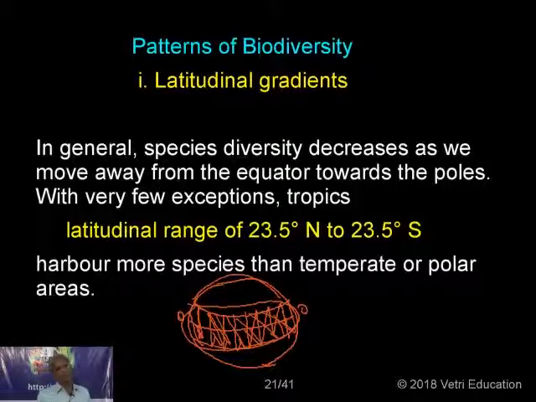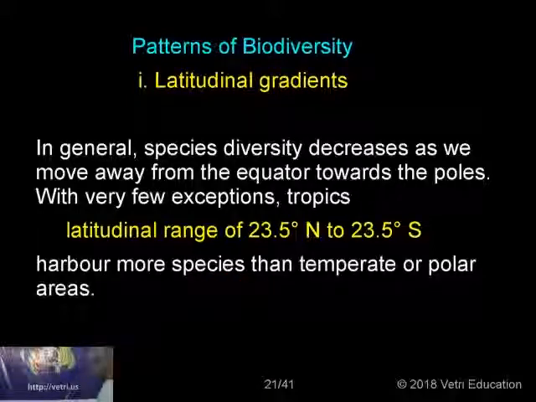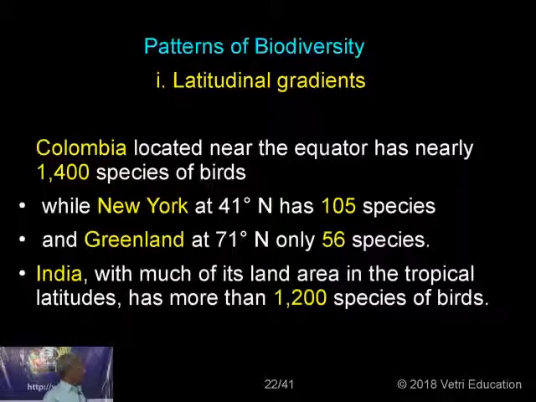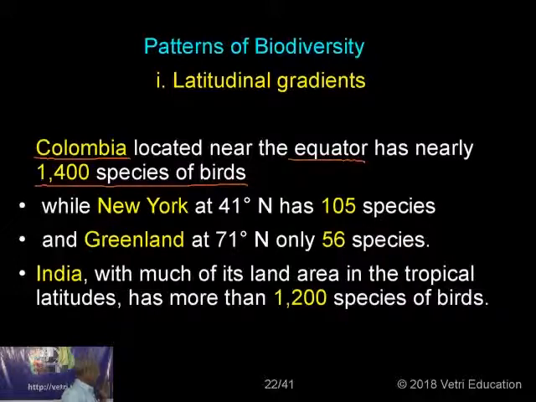Now this statement holds good for biodiversity. So biodiversity will be more in and around the equatorial regions. Colombia, located near the equator, has nearly 1,400 species of birds, while New York at 41 degrees north has 105 species. That's what I told.